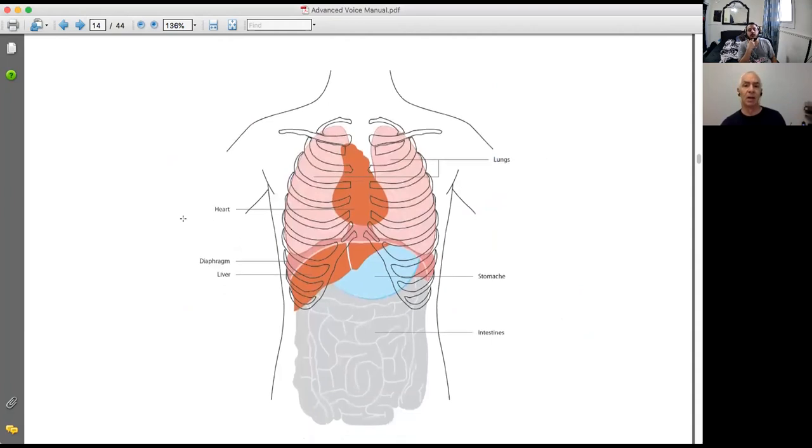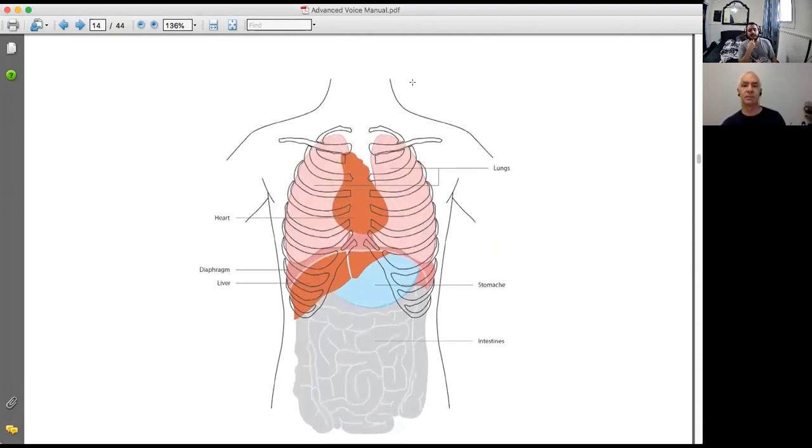So are we going to pull on something else that the diaphragm is connected to, and then we indirectly control the diaphragm? No, we're just going to get out of the way and let it work. Okay.